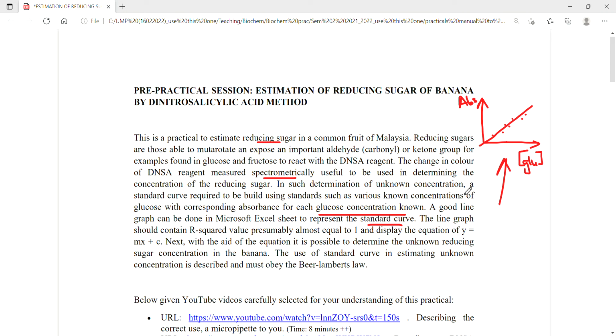The application of this standard curve will be based on Beer-Lambert's law. So I have to make another video with a description or explanation about Beer-Lambert's law and the spectrophotometer, for you to understand better what I have just explained in detail. But for this video, I will only describe the experiment itself.